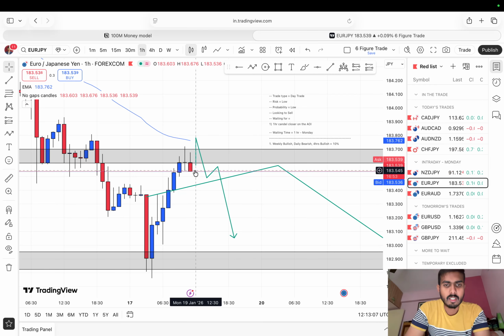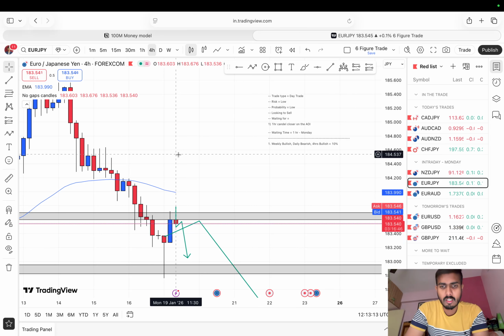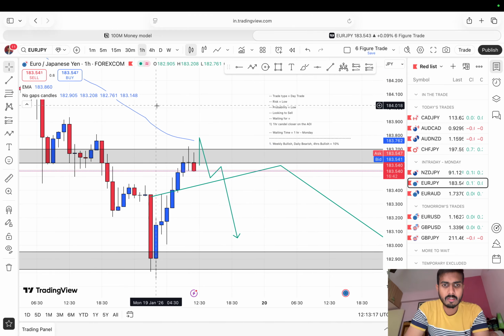I will stick to the point. I want this to happen, shift of structure to the downside. When this happens, then I can take the trade. Otherwise I will not be able to take the trade.